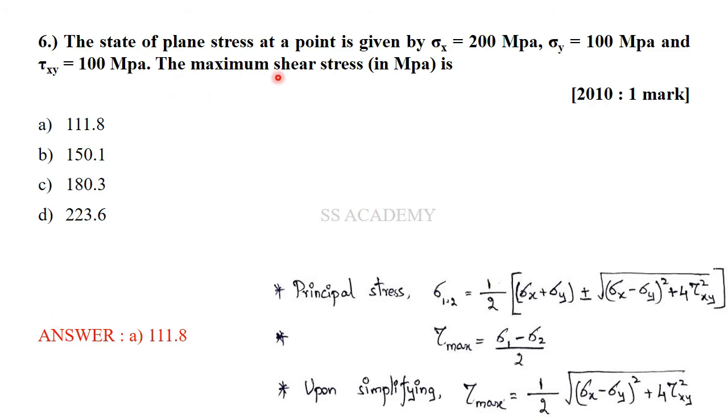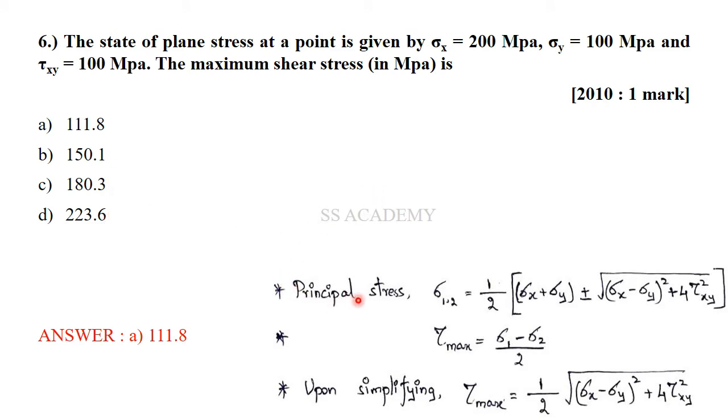The state of plane stress at a point is given by sigma x equal to 200 megapascal, sigma y equal to 100 megapascal, and tau xy equal to 100 megapascal. The maximum shear stress in megapascal is, they have asked the maximum shear stress. It is a 2010, 1 mark question, and the values have been given as options.